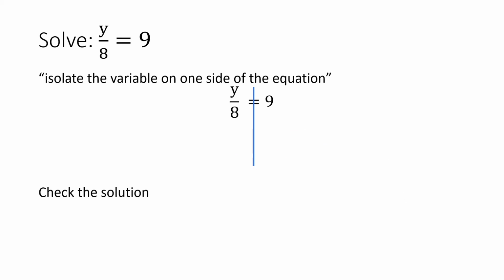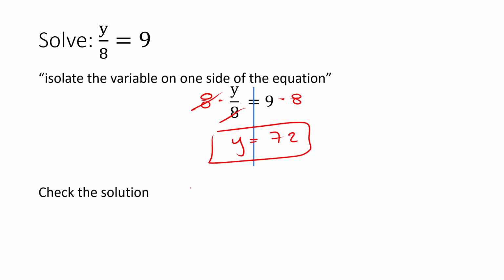Last example. Here we have y over 8 is equal to 9. Once again, you multiply both sides by what number? 8. The 8 cancels out. On the left side, you're left with y is equal to 9 times 8, which is 72.